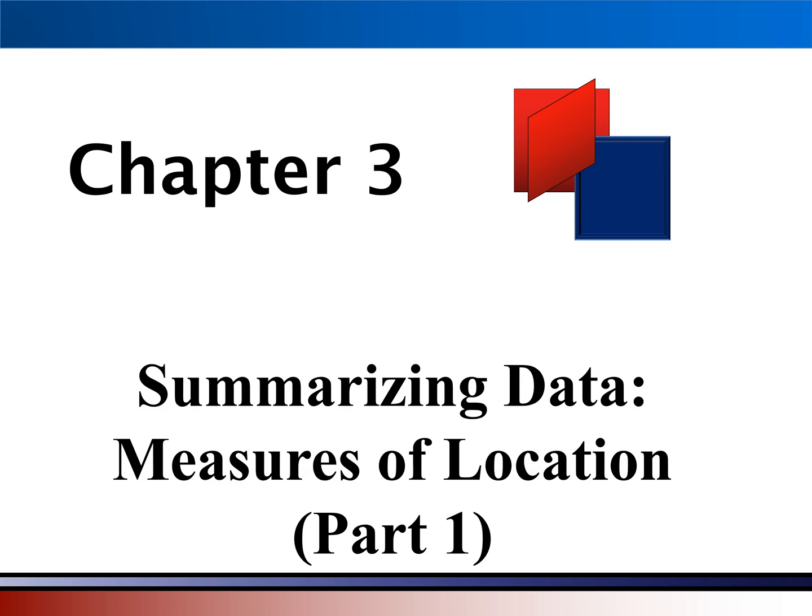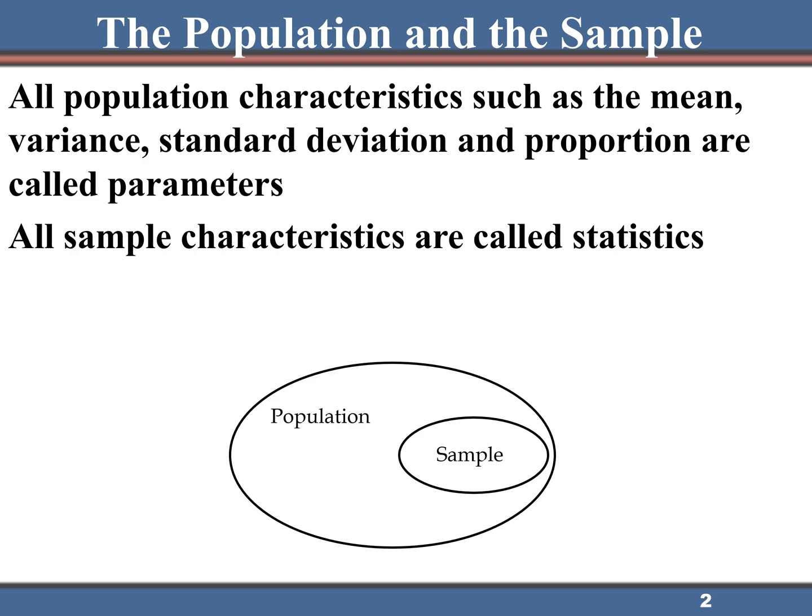Chapter 3. Summarizing Data, Measures of Location. The population is the entire group of individuals or objects about which information is desired. A sample is a subset of the population. A parameter is a numerical characteristic of the population, so it is a number that describes the population. A parameter is a fixed number, but in practice its value is unknown.